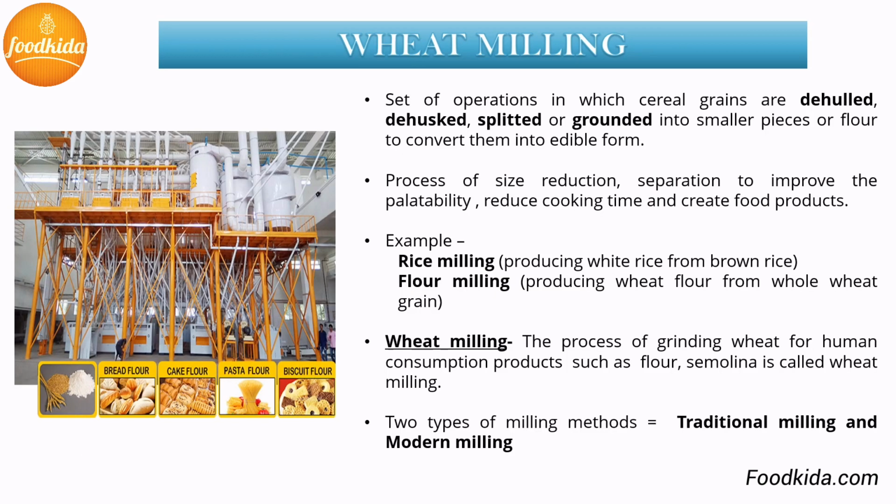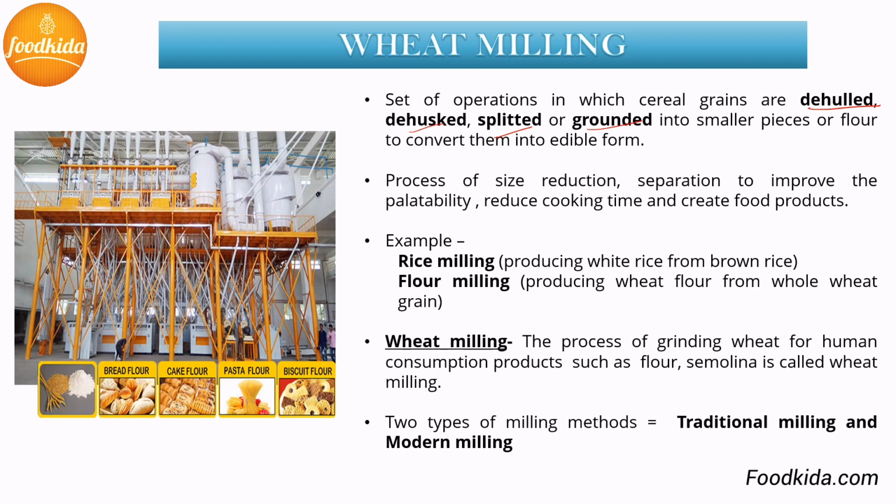Now next, before going to the wheat milling procedure, first we will learn what is milling. Milling is a series of operations in which cereal grains are dehulled, dehusked, split or ground into smaller pieces of flour to convert them into an edible form. So basically in milling, cereal grains are dehulled or debranned to remove the bran layer, dehusked in order to remove the husk, for example in case of brown rice production, split in case of pulses, or ground in order to produce flour to convert them into an edible form.